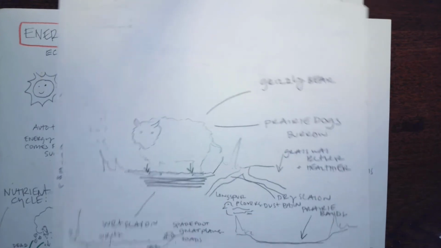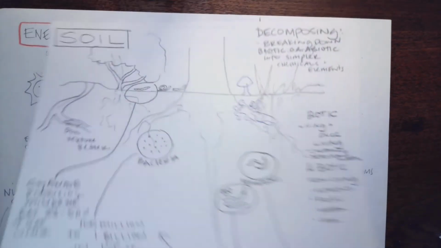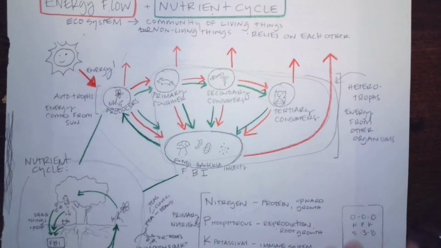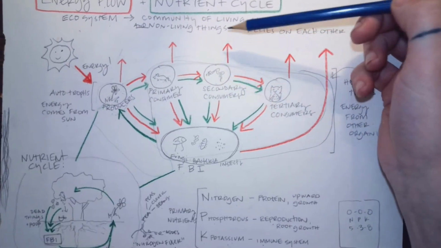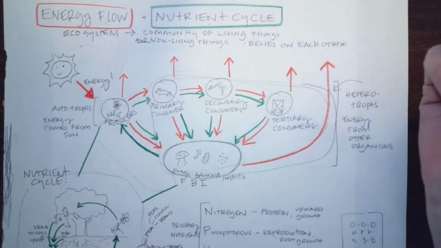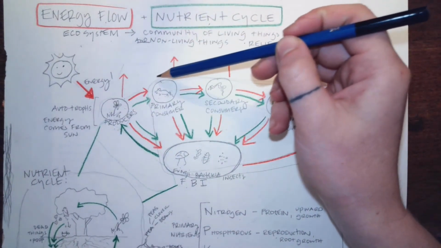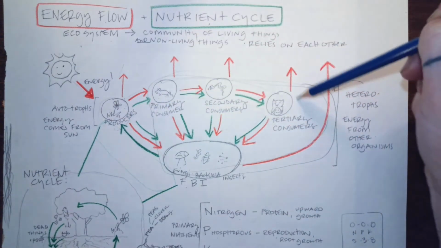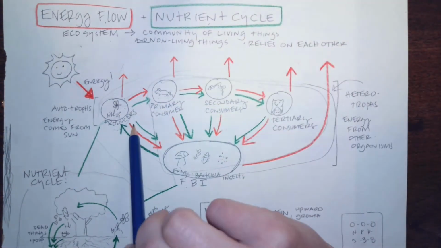Okay, so we did that, and then we looked back at this energy flow and nutrient cycle from a few weeks ago. And we talked about how this is an energy chain. This is not actually a food web.